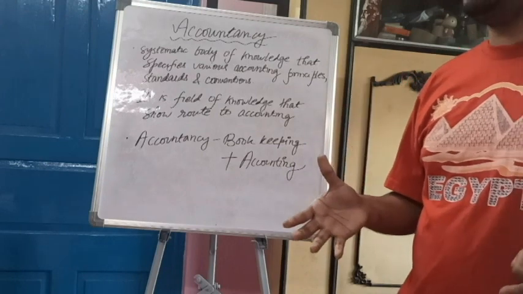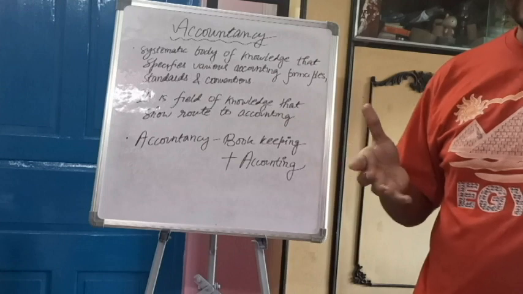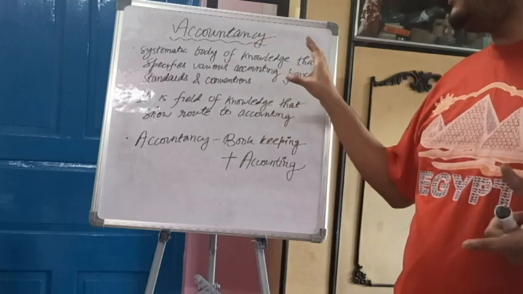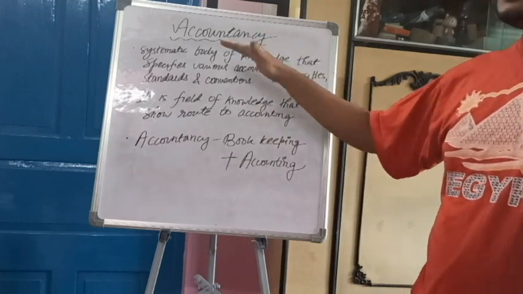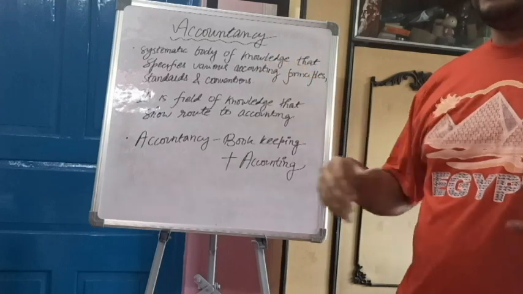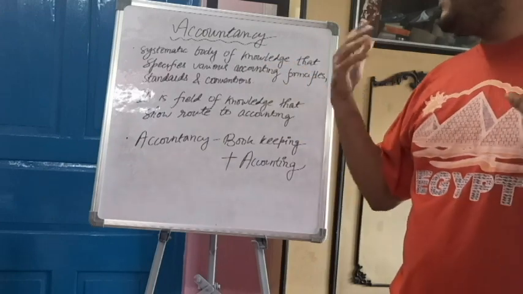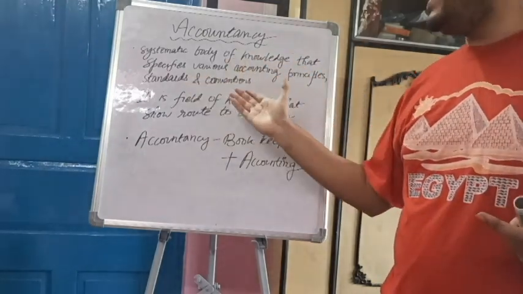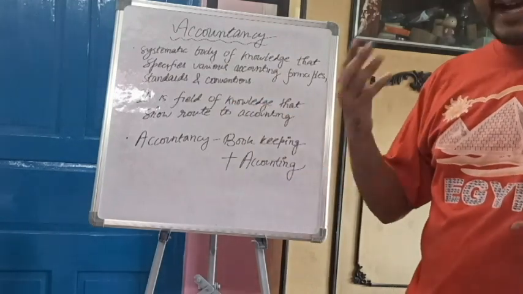Like, say, biology or physics, chemistry. It is a systematic body of knowledge. Likewise, accountancy is also a systematic body of knowledge. What does it include? It includes the principles, the standards, and the conventions set for conducting accounting.